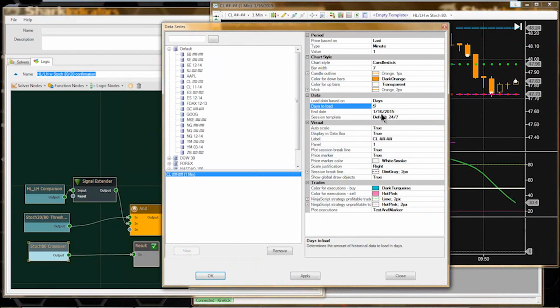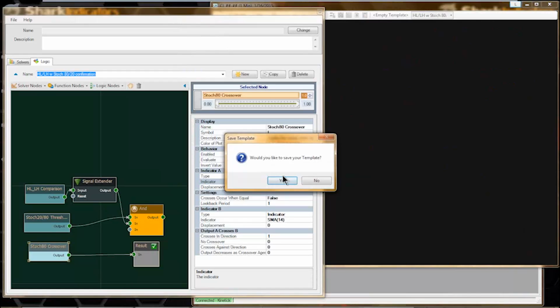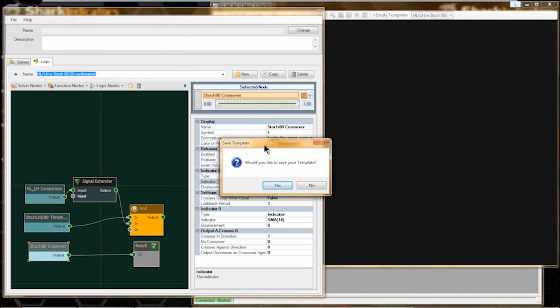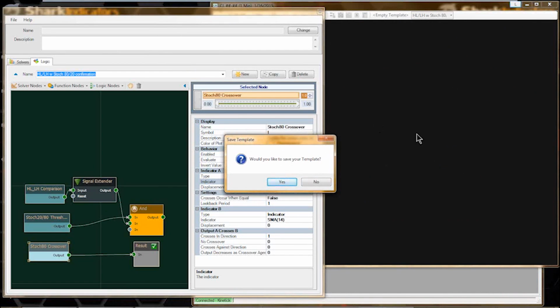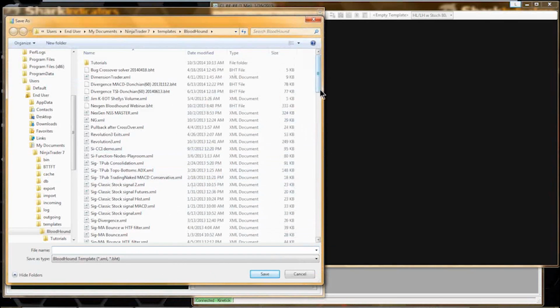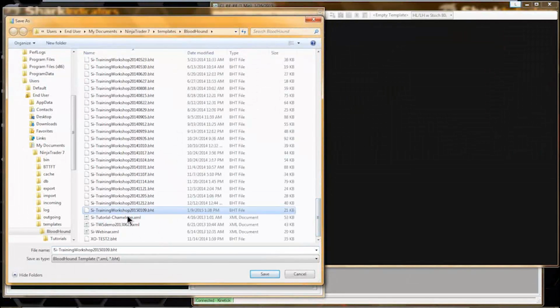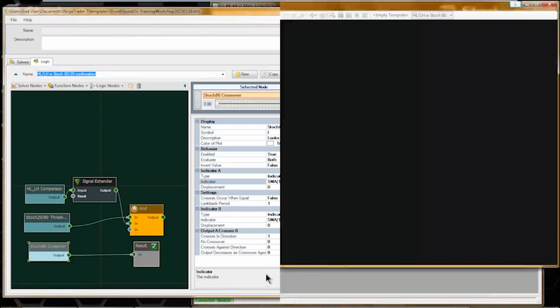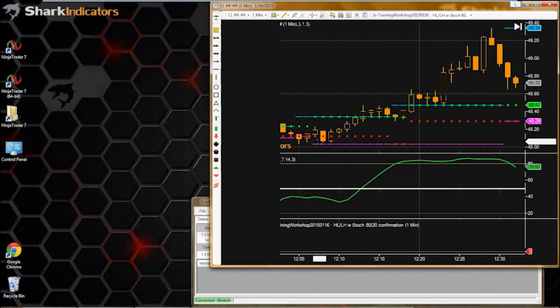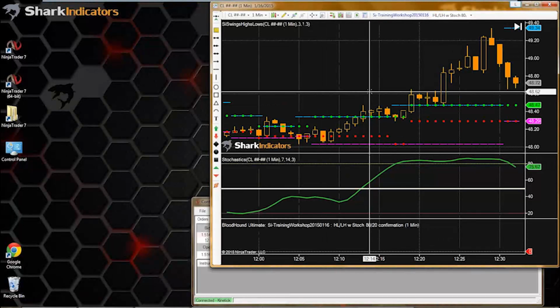Yeah, let me reduce the number of days. I don't need that much data on the chart. And since the chart is refreshing after changing the number of days, BloodHound's asking me, do I want to give this a name? I didn't provide a name yet, so let me provide a name for this template. Let's see, today is the 16th. We'll just let this chart update itself. There we go.